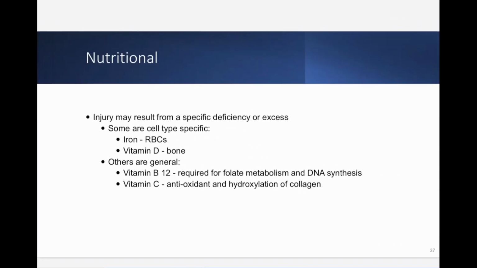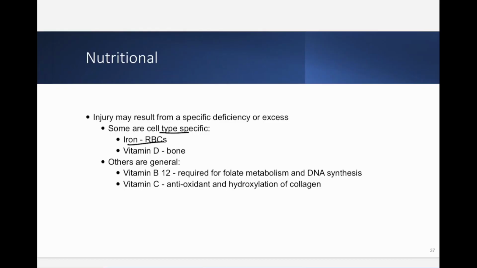Nutritional disease. Okay, people don't eat enough. Some are cell type specific. Iron is needed to make RBCs. That's why they tell all women who are menstruating to always take an iron pill right before the period starts, so you build up your iron stores so you can replenish the blood supply faster.